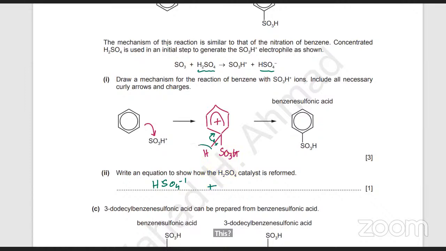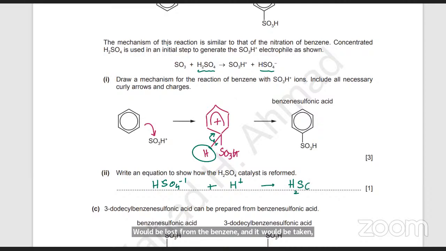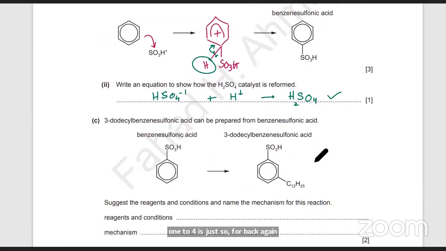The H plus one that you had would be lost from the benzene and it will get attached to the HSO4 minus one to form H2SO4 back again. Is this clear? Sir, can you repeat that, please?